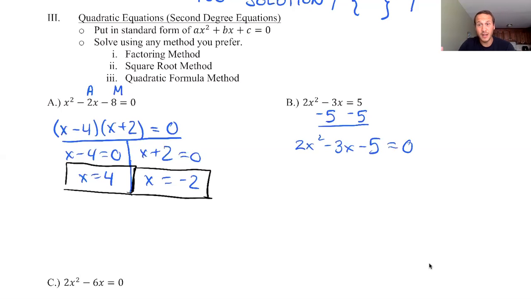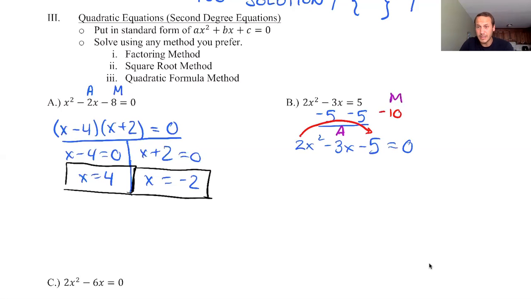If you're good enough at it, I know I haven't reviewed it yet, but you can go straight to quadratic formula. There's nothing stopping you from that. I'm going to multiply, though, first by last and get negative 10. Are there factors of this negative 10 that add to negative 3 and multiply to negative 10?